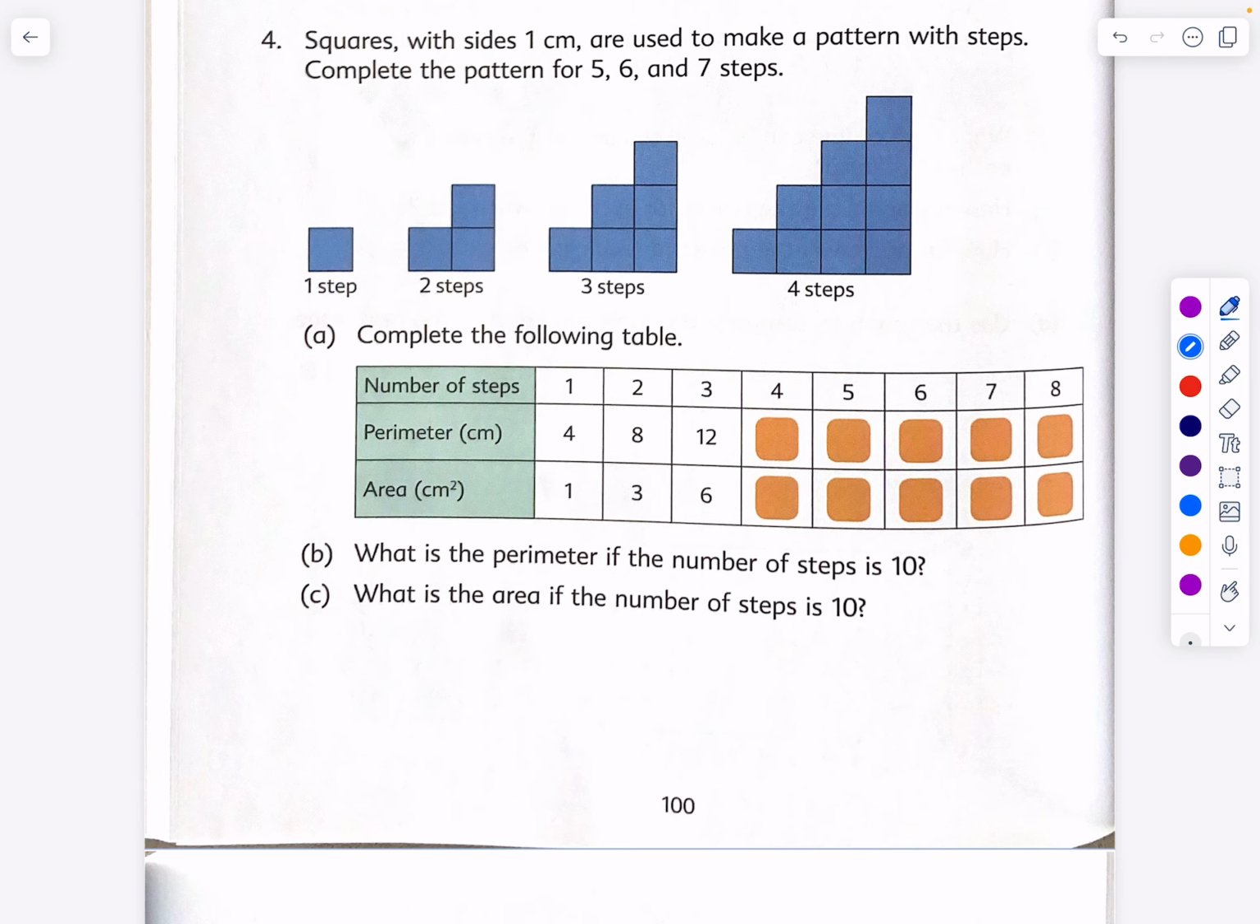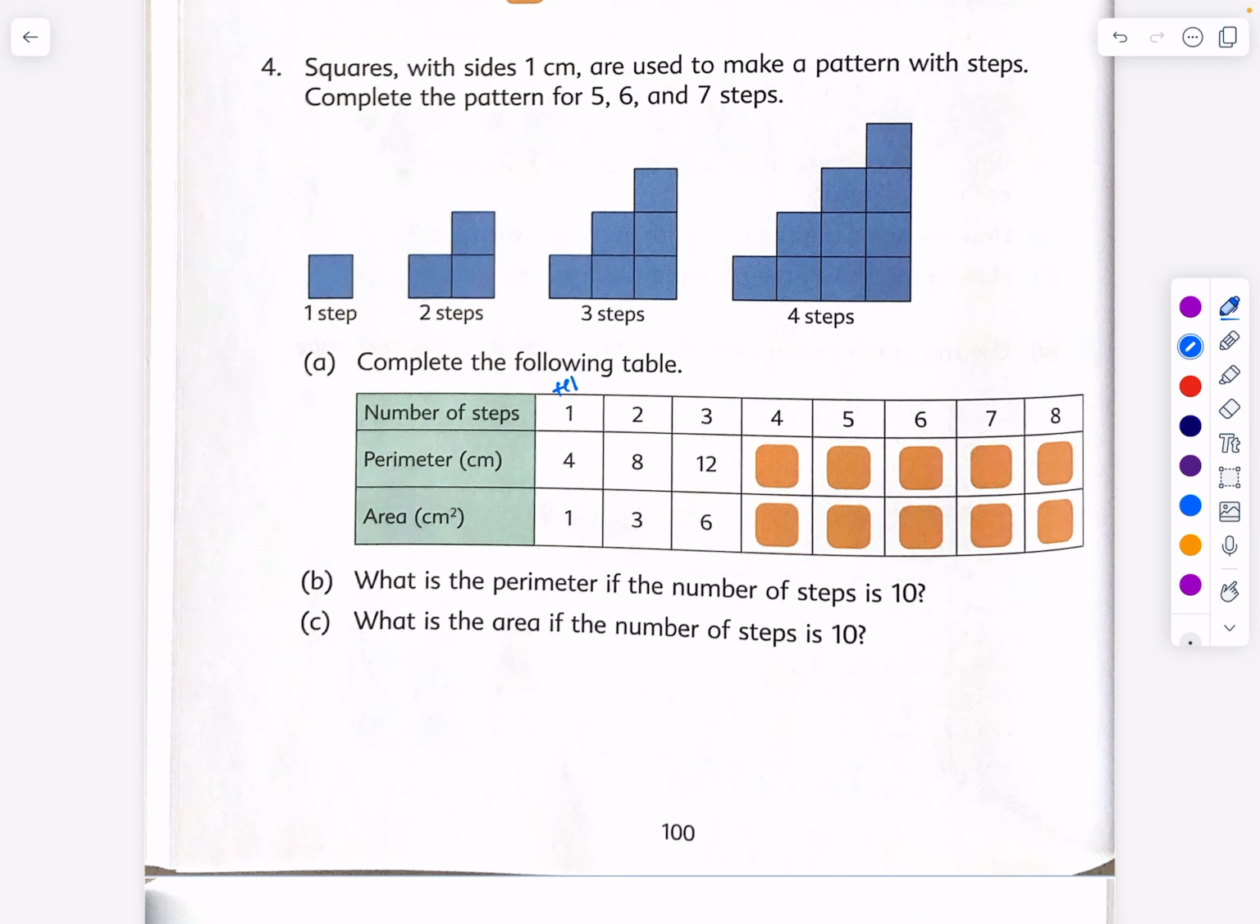So for example, this is called a term. First term, second term, third term, and so on. And the numbers 4, 8, 12, and so on are numbers in a sequence. So let's take a look at the sequence. Squares with side 1 centimeter are used to make a pattern like steps. Complete the pattern 4, 5, 6, and 7 steps.